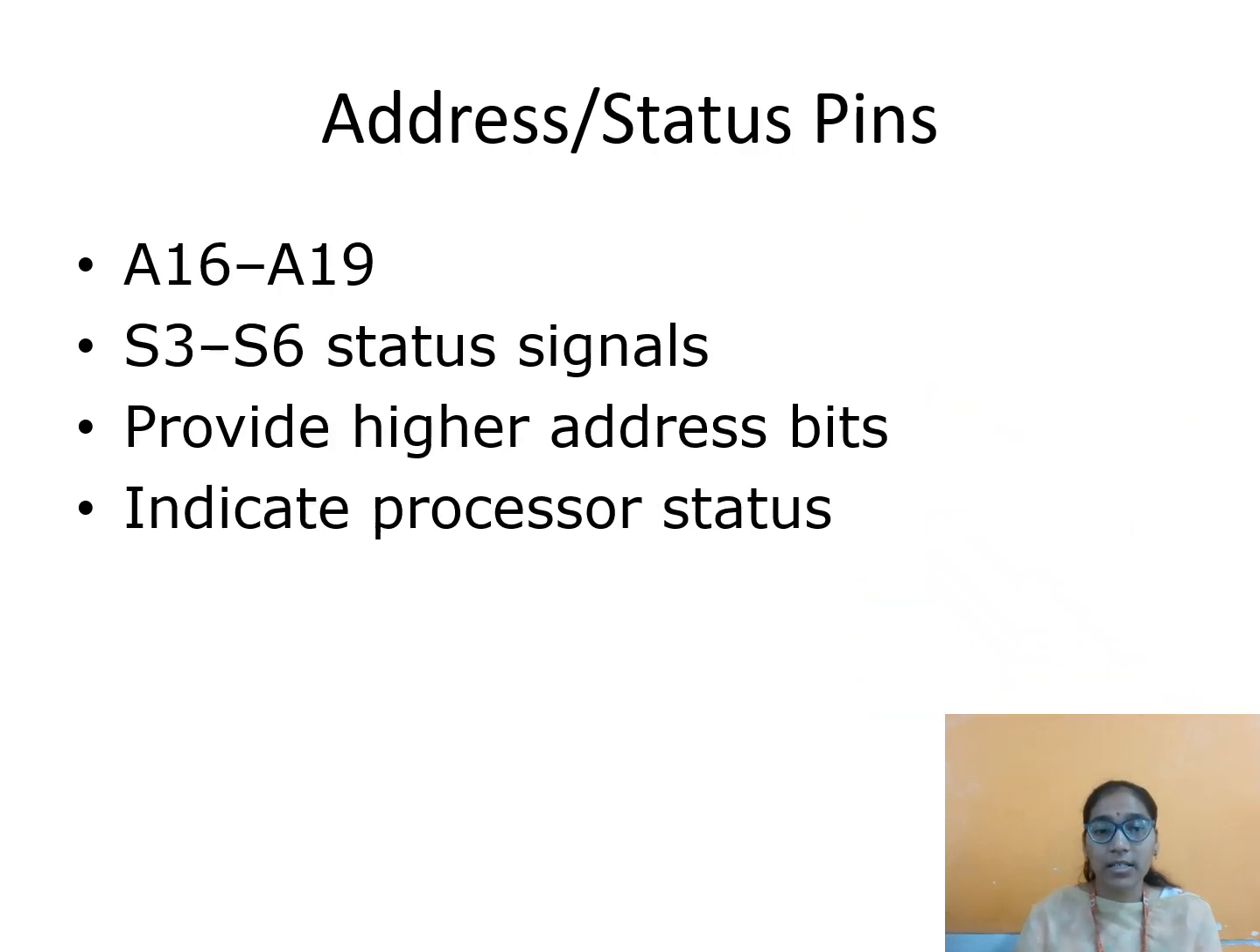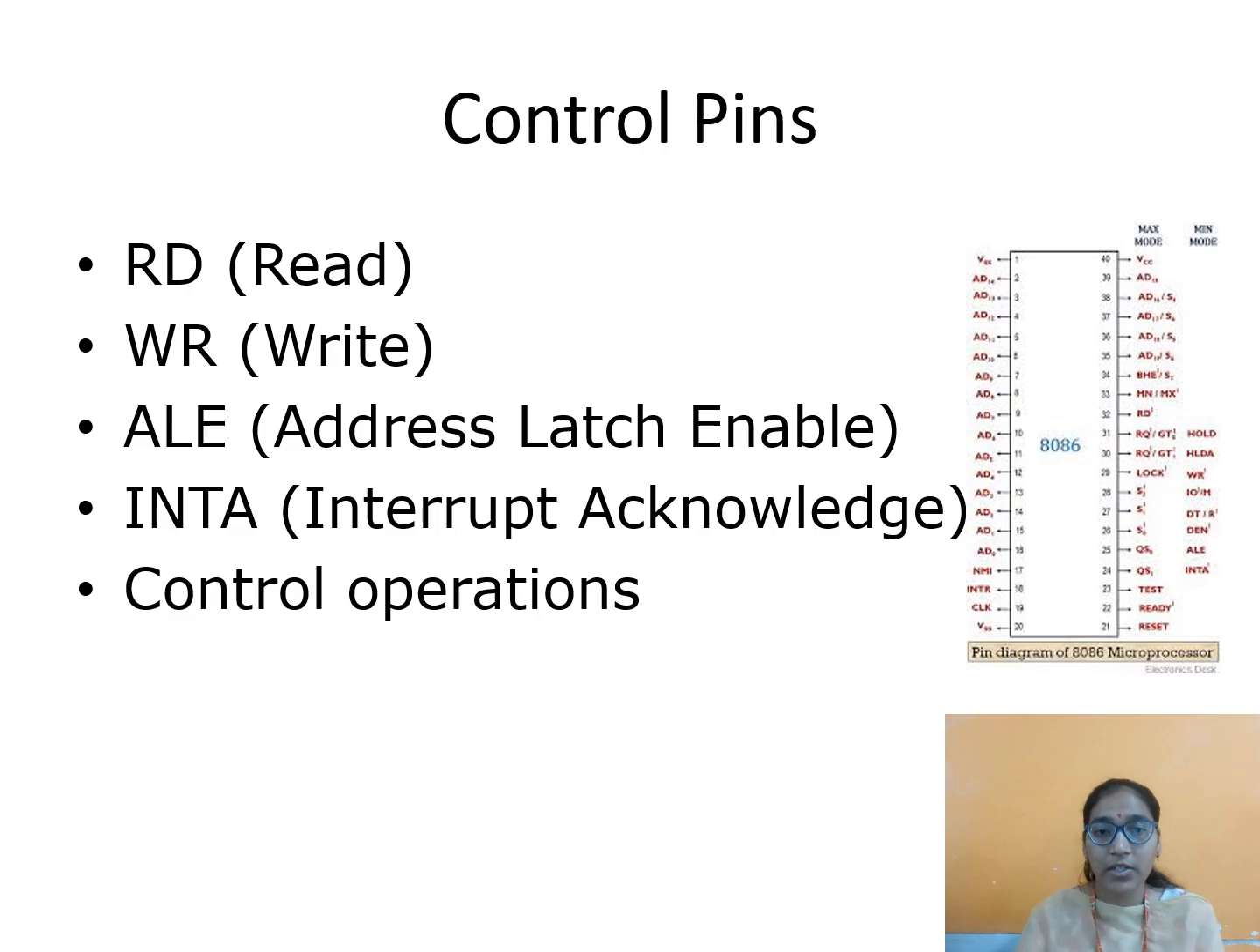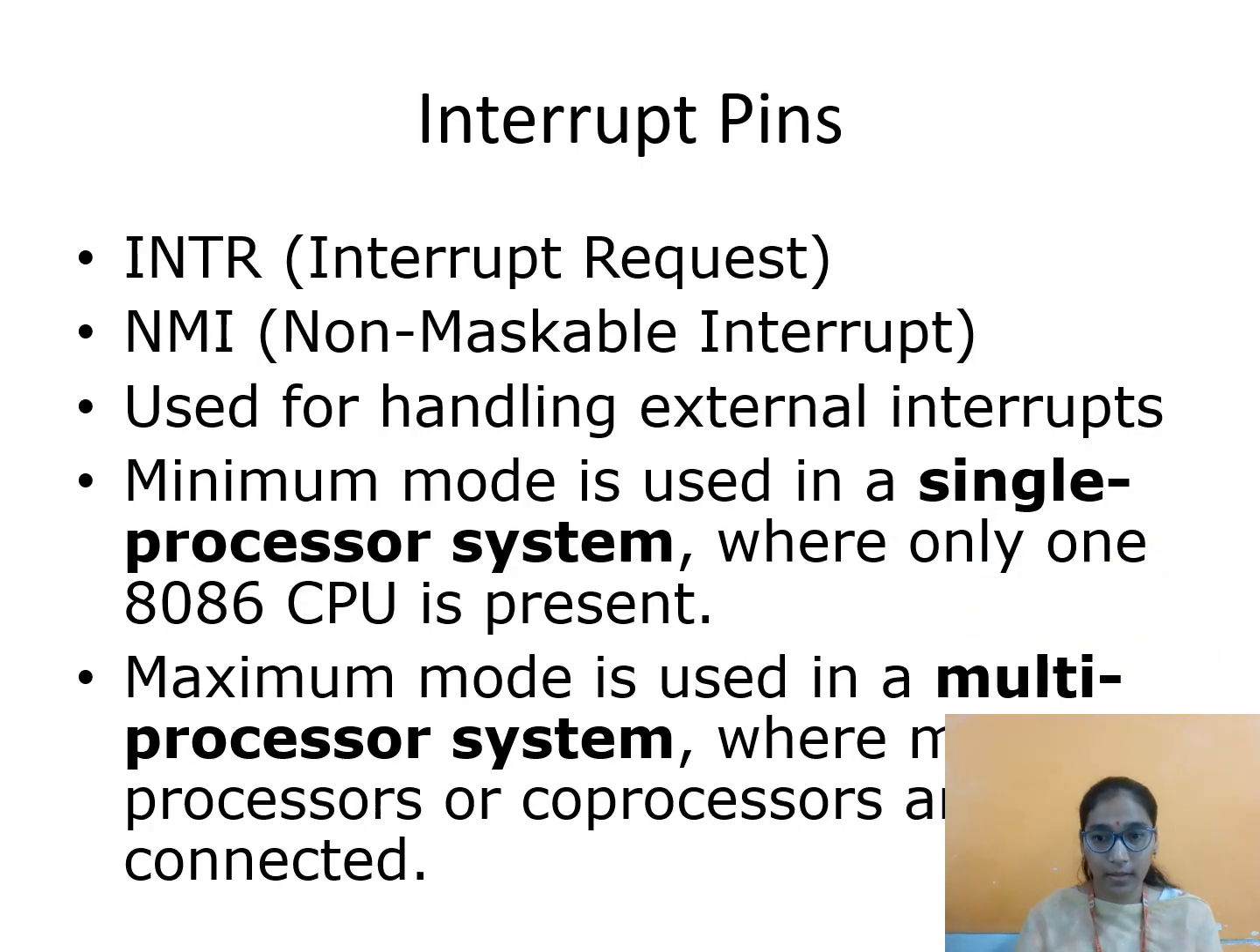Address or status pins. The status pins provide the higher address bits and indicate the processor status, from S3 to S6. The status signal pins are connected to the 8086 processor. Now what are the control pins? These control pins are used to control the operations of the 8086: RD read, WR write, ALE address latch enable, INTA interrupt acknowledgement.